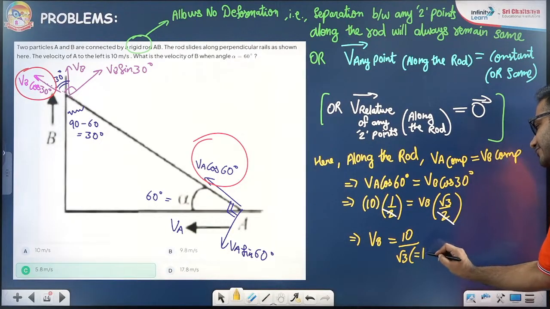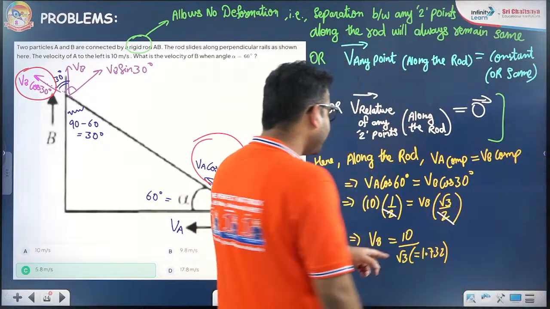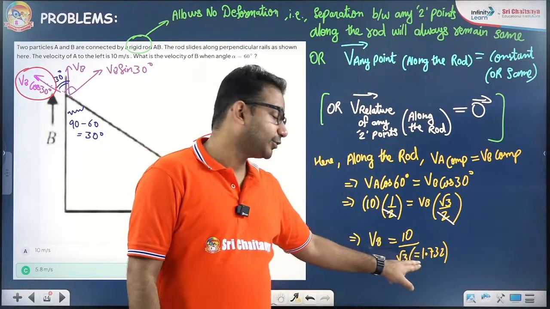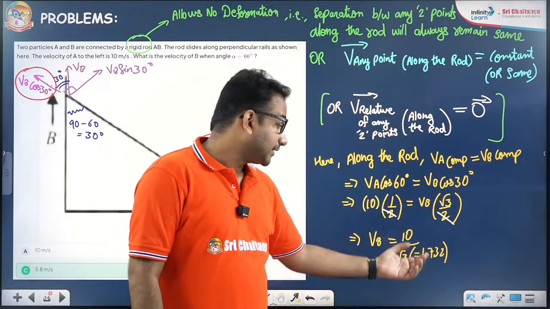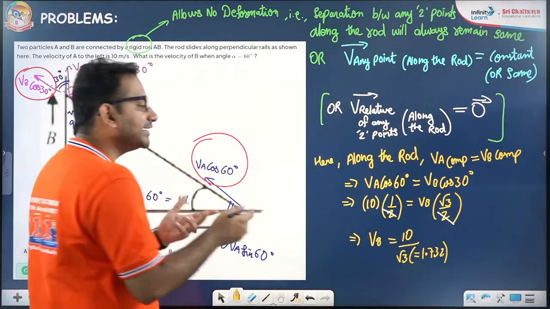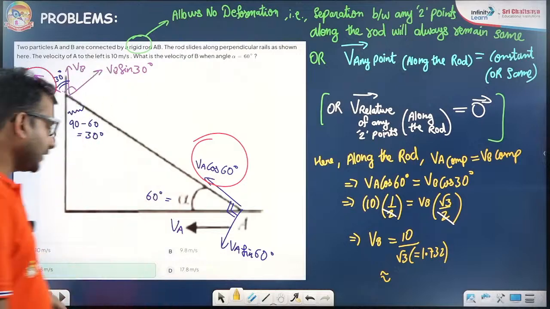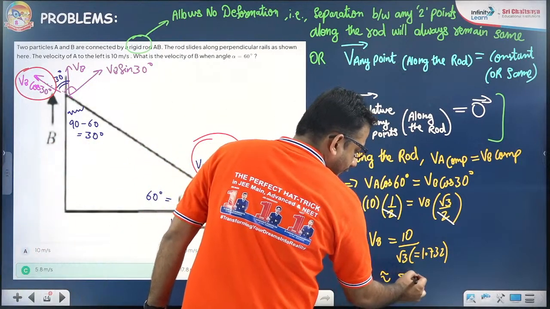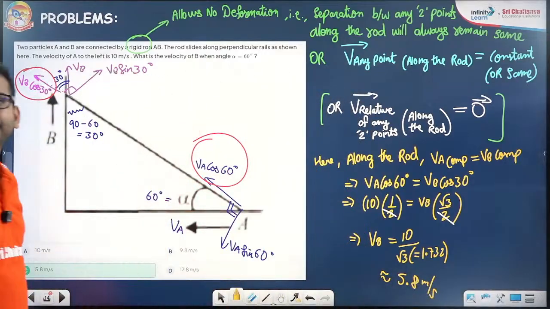Root 3 value is 1.732, I think everyone knows. So suppose it would have been 10 by 2, the answer would be 5. But since the denominator is slightly less than 2, the overall answer will be slightly greater than 5. If you see all 4 options, it is 5.8 meter per second. That is option C. That is the correct option.